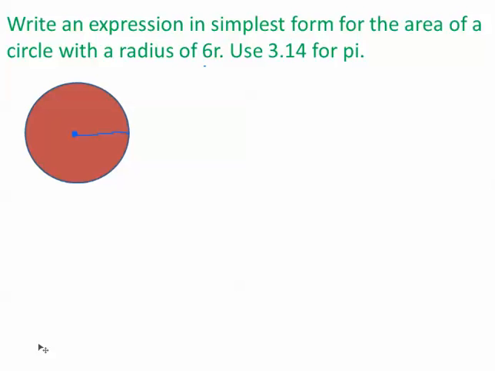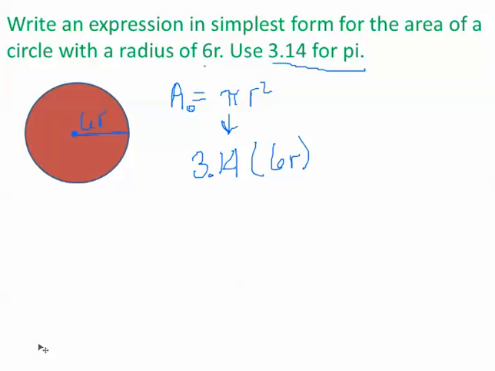Okay, my radius halfway across the circle is 6r. I know from the formula sheet I sent earlier that the area of a circle is equal to pi r squared. They simply want me to use 3.14 for pi, so I'll plug that in here, 3.14, and then they want 6r squared. They want me to square the radius, right?